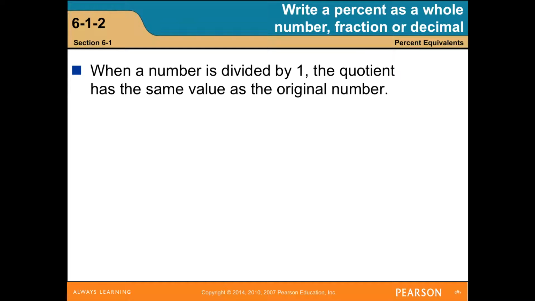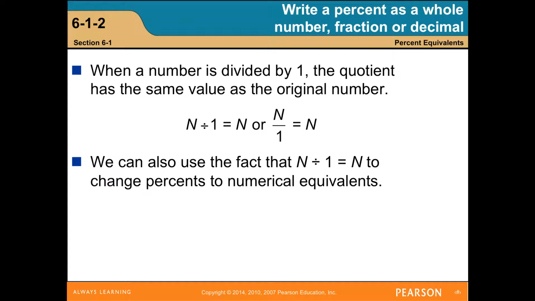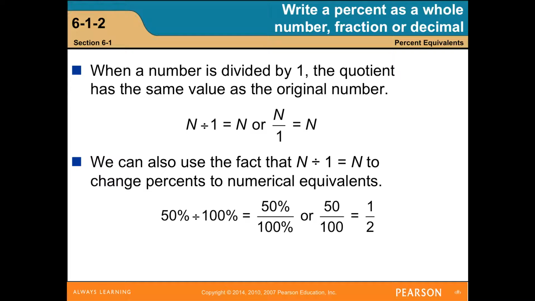When a number is divided by 1, the quotient has the same value as the original number. Which basically means 10 over 1 is 10. 20 over 1 is 20. So it's the same thing. Whenever you have any number over 1, it's just a refresher that it is that same number, the numerator. We can also use the fact that n divided by 1 equals n to change percents to numerical equivalents.